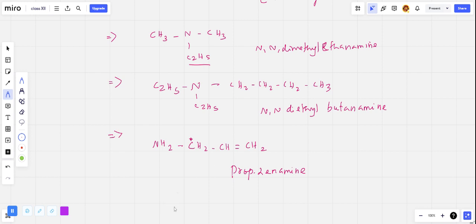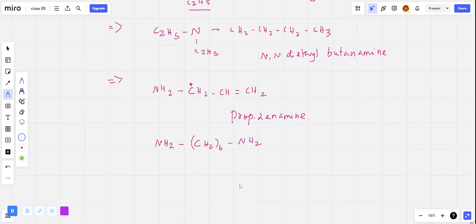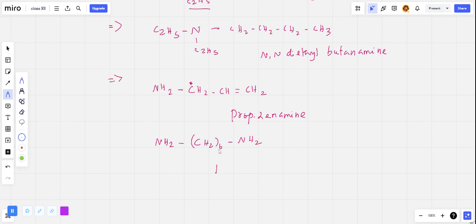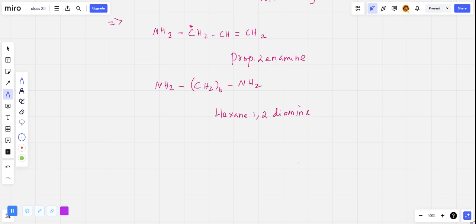This one, CH2 six times, NH2. How will you name this one? Two amino groups are there, so we have to retain the E. Six carbons are there, so it is hexane, hexane-1,6-diamine. I hope you are now familiar with the IUPAC naming of aliphatic amines we have seen.